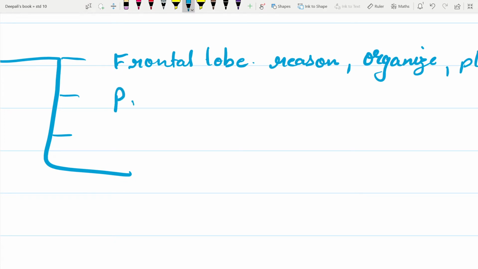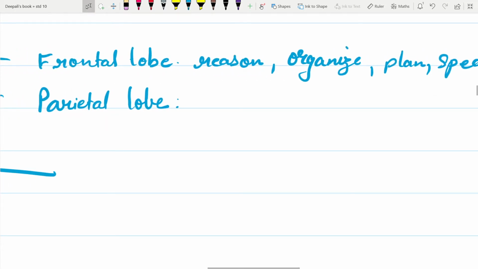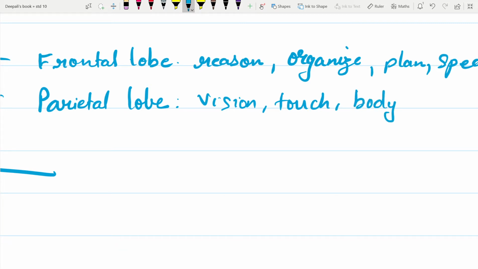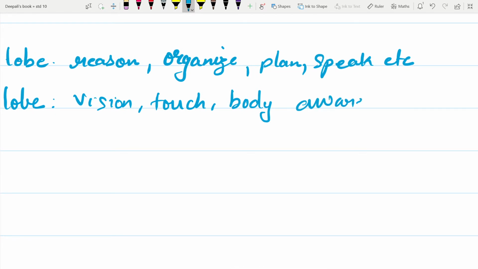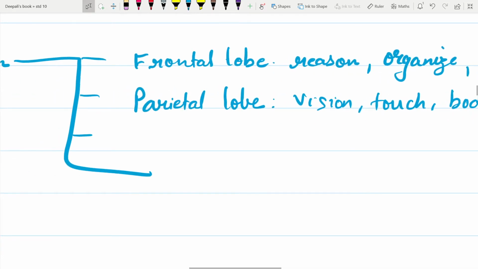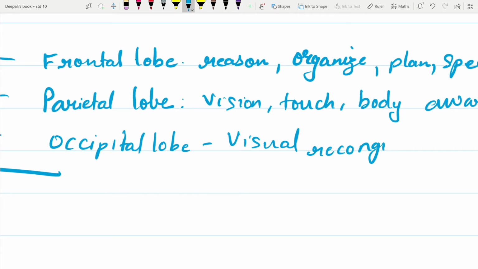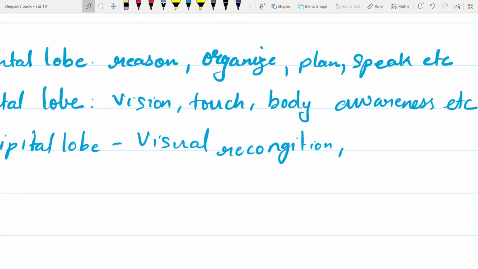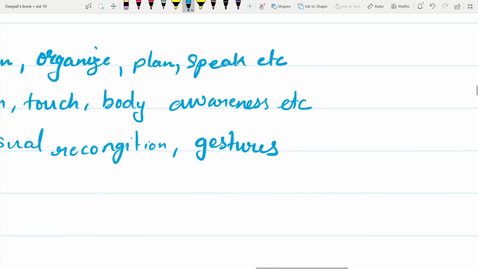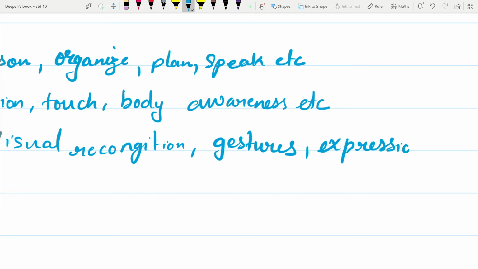Then you have the parietal lobe, that is responsible for vision, touch, body awareness, etc. Then we have the third lobe, occipital lobe, which is responsible for visual recognition, gestures, expressions, etc.